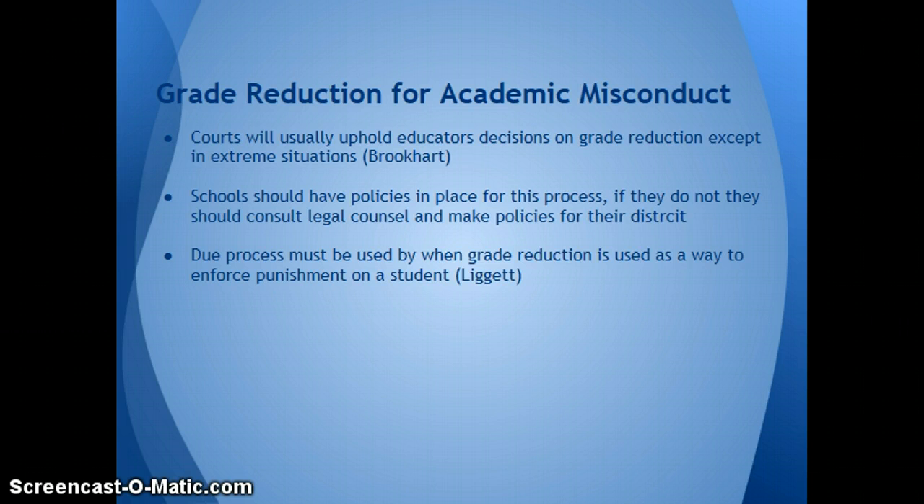Due process must be used when grade reduction is used as a way to enforce punishment on a student. It's very important that the proper chain of command is followed, as well as the proper policies are followed. If there's any misrepresentation there or something changes, then the courts will not uphold those decisions made by the educators and will more than likely rule with the side of the student.